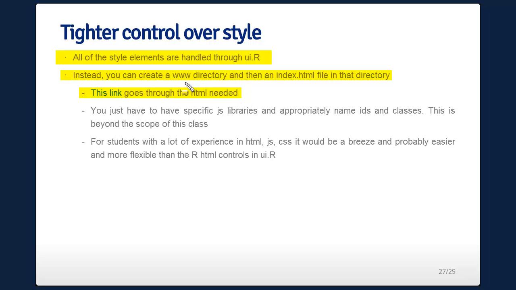What you have to do is just, instead of ui.R, get rid of your ui.R function and create a directory called www, and in that directory have a file called index.html. And then when you go to this link, it'll show you basically how you have to just have the inputs labeled in a specific way, and then Shiny will recognize them. And so you just have to have specific JavaScript libraries installed and appropriately named IDs and classes.